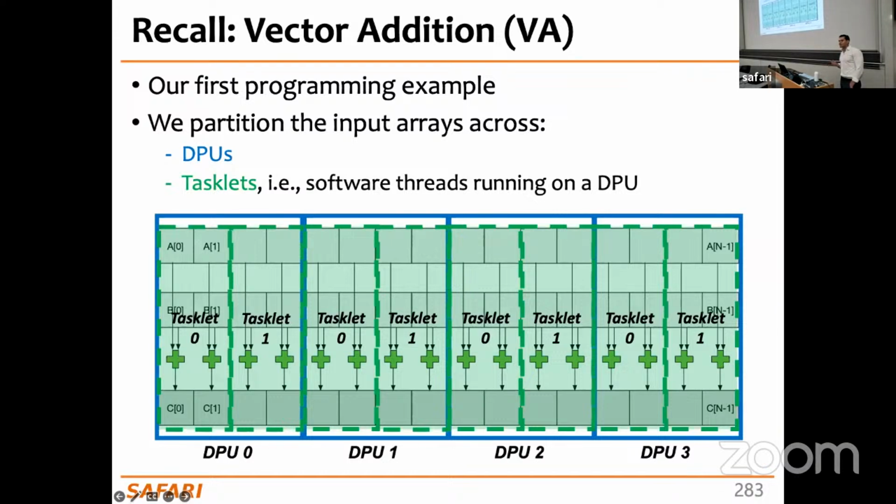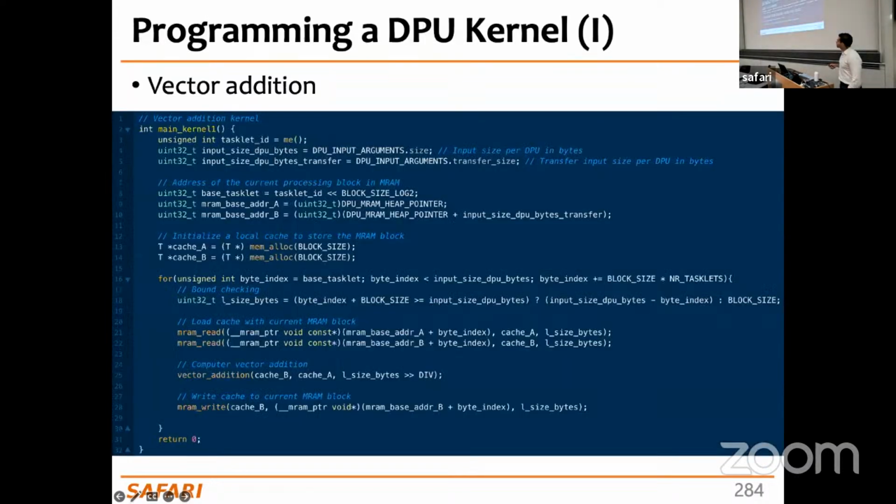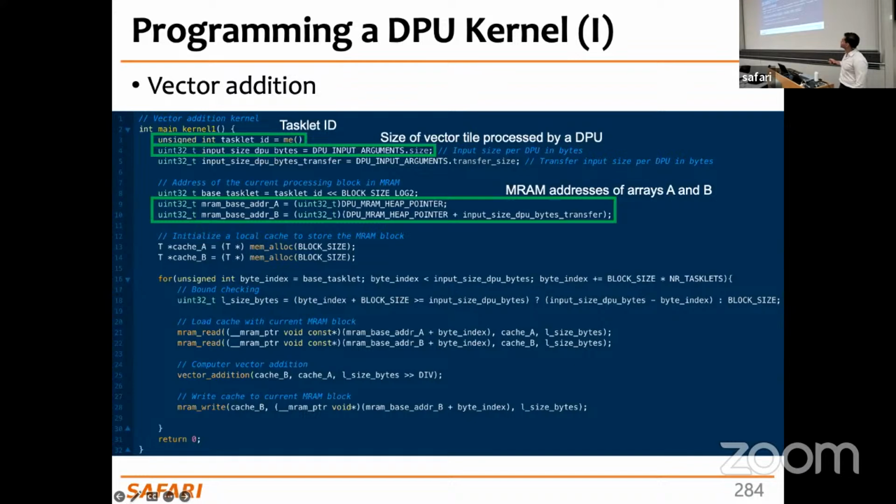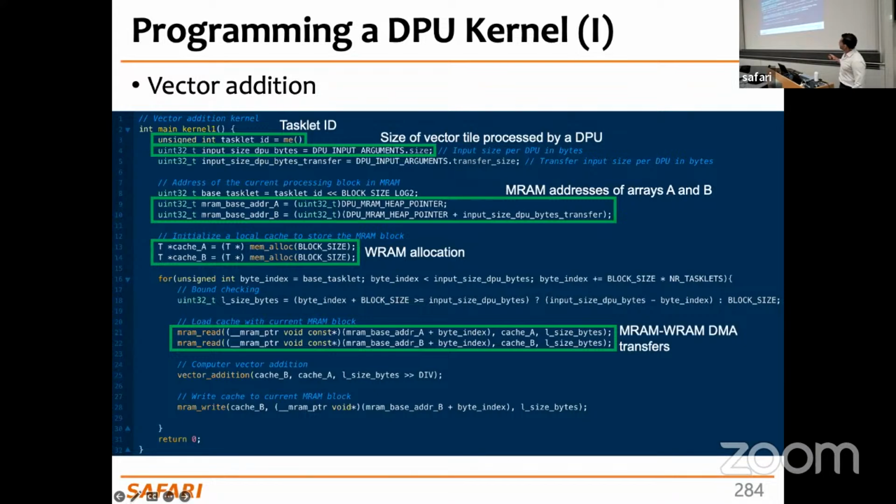Going back to the vector addition, this is the code for vector addition. Here we have the tasklet ID. This is similar to CUDA, so you have a thread ID, for example. This is the tasklet ID for that given kernel. You tile the data to move it to the DPU. You do the allocations of the working RAM, and you have some data from the MRAM as well.